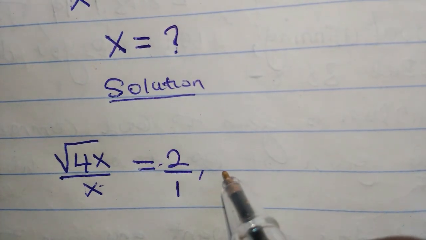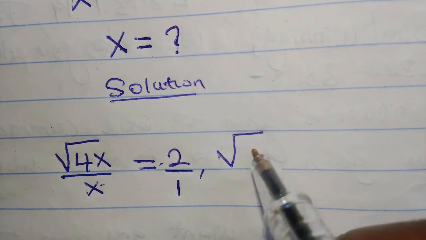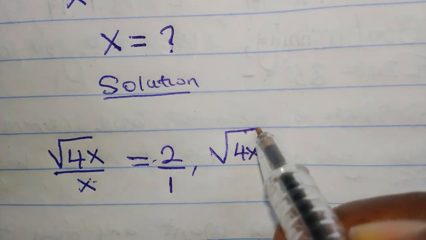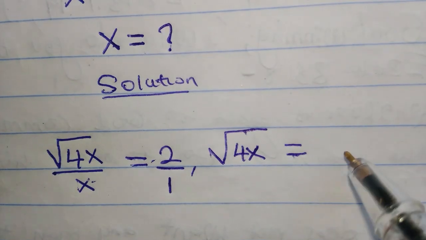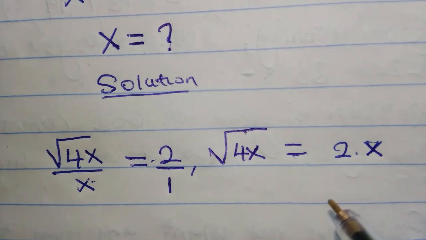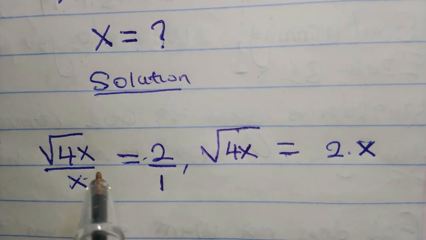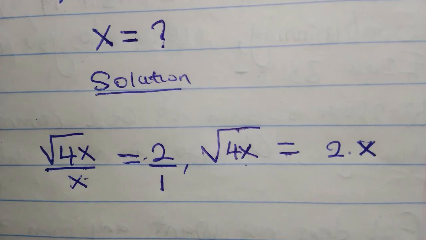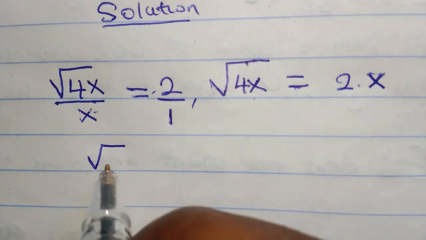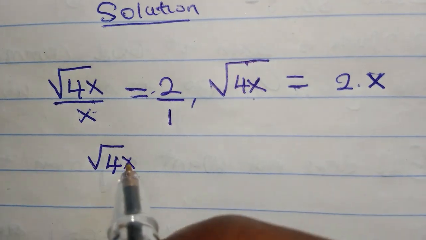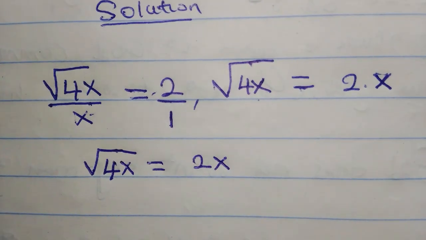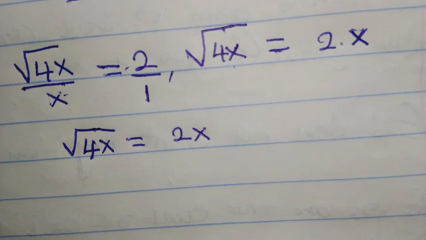For cross multiply, we have the root of 4x equals 2 times x. So from here we can see that this one times this one is going to give us the same thing here. So we simply have the root of 4x is equal to 2x.